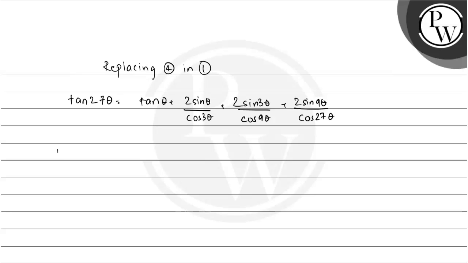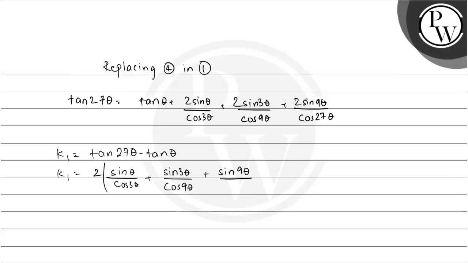And K1 was given to be tan of 27 theta minus tan theta. Hence our K1 would become, I'll just subtract this tan theta from the above equation, and I'll obtain twice of, because 2 will be common in all the terms, sin theta upon cos 3 theta plus sin 3 theta upon cos of 9 theta plus sine of 9 theta upon cos of 27 theta.